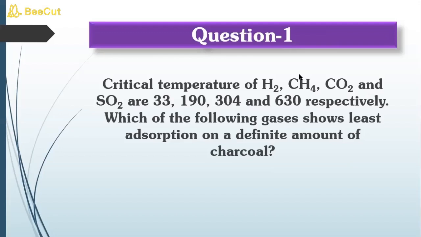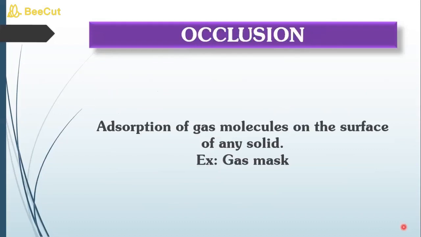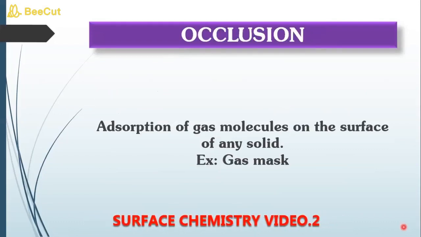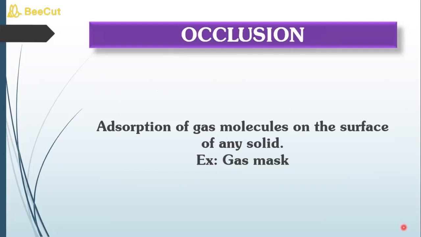To crack this question, you should know a relation that critical temperature is directly proportional to adsorption. Hence, you all please guess the answer before disclosing it. Now the answer is H2. Here is a special term called occlusion. Probably you would have heard about reduction reactions, in which we are going to use a combination of hydrogen gas along with nickel, platinum and palladium. Actually, hydrogen is a gas and nickel, platinum, palladium are solids. Here, hydrogen gets adsorbed on the solid. If you are adsorbing any gas on a solid surface, it is especially called occlusion. In fact, this is the process which occurs in a gas mask.